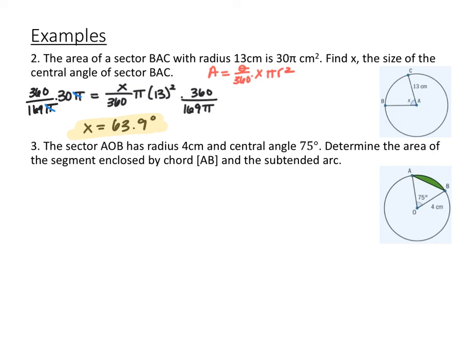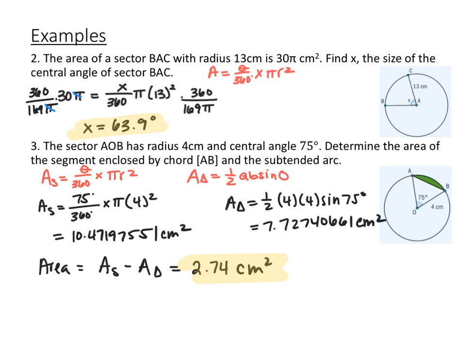The last example says sector AOB has radius 4 centimeters and central angle 75 degrees, and we want to determine the area enclosed between the chord AB and the subtended arc. So basically we want to find the area of this green shaded area. So go ahead and pause the video and try that.